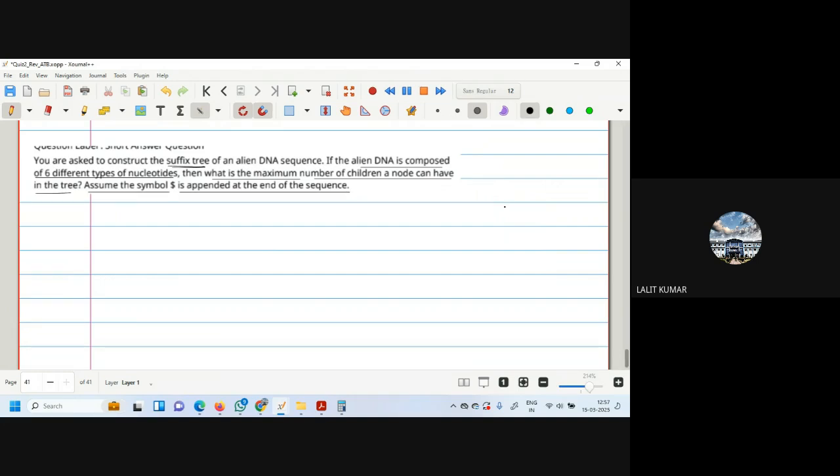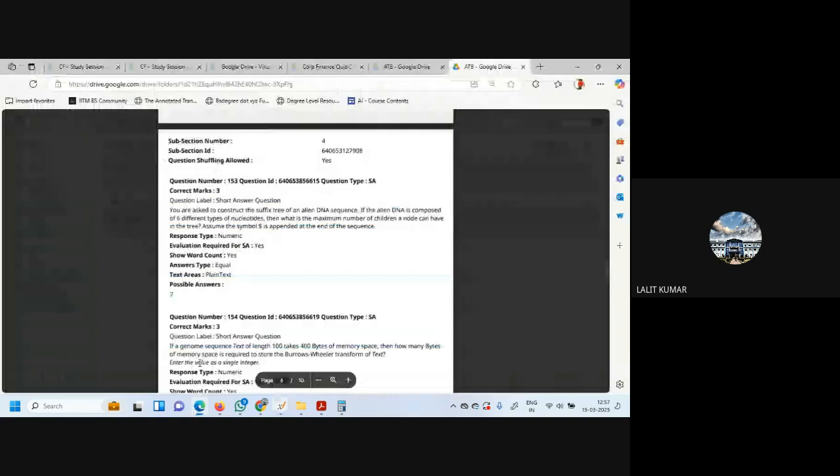So if there are 6 different types of nucleotides, it means that from every node, you will have 6 different nucleotides. 1, 2, 3, 4, 5, 6. So as per the understanding, it should be 6. Yes. Okay. Now, let's check the answer, what they are saying.